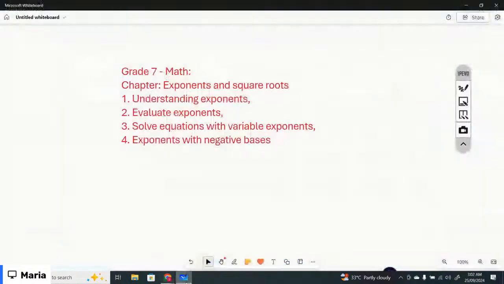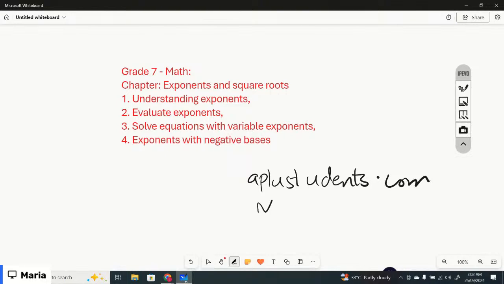We are here for grade 7 math. You can find all the lessons on aplusstudents.com. You have to log in there using your email address, and the password is provided by the administrator. Then you have to select math from the subject tab, scroll down to grade 7 math, and then click on view all lessons. There you can find a list of the chapters.